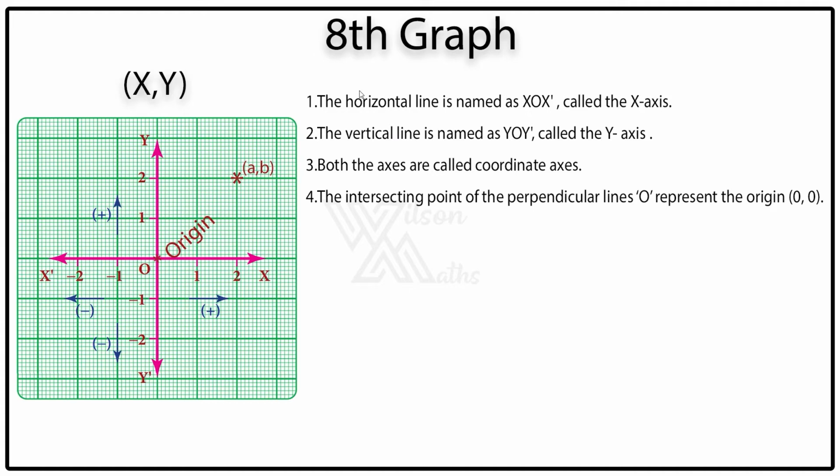Nothing is given here. First, X, O, X dash, x-axis. Second, Y, O, Y dash, y-axis. Both the axes are coordinate axes. Both the axes meet at the point that is the origin 0, 0.